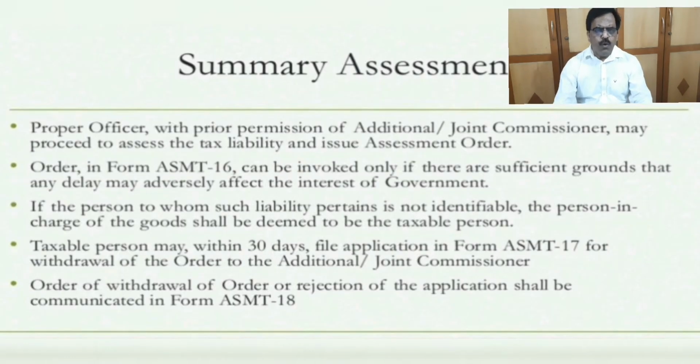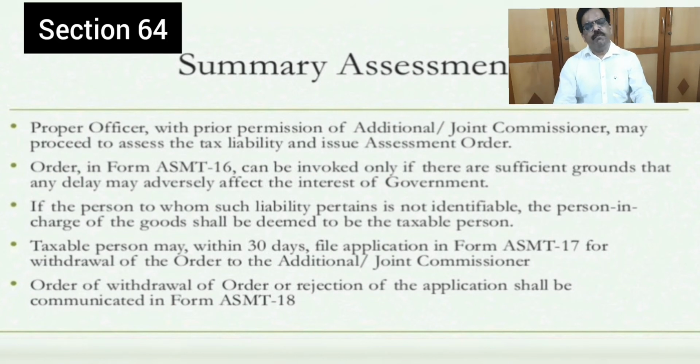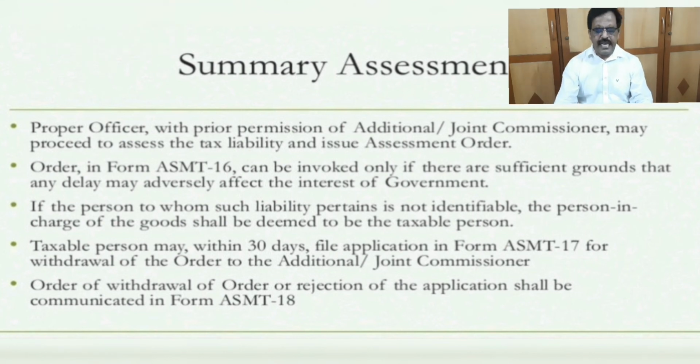Summary assessment. When the proper officer finds that there is a potential risk of default or tax evasion, he takes the permission of the joint commissioner or additional commissioner and initiates action. He does the assessment of the business or transaction we did, and he arrives at a tax liability. After receiving the notice, we can file the reply within 30 days, and if it is found satisfactory, the department will withdraw the proceeding.